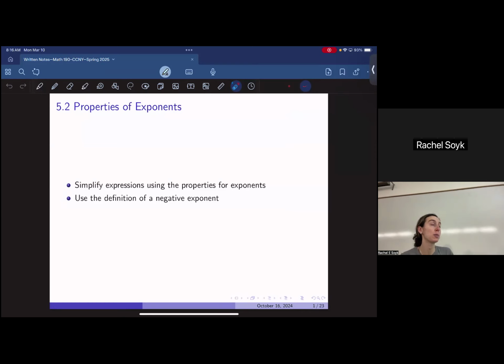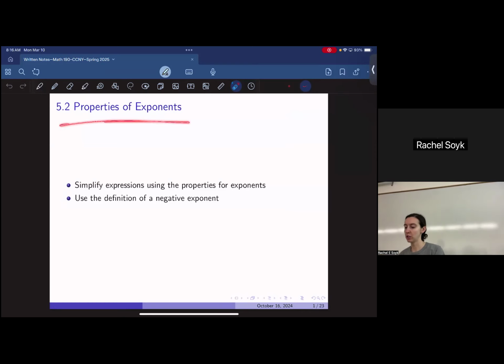So our objectives for today in section 5.2, properties of exponents, are being able to simplify expressions using properties of exponents and then using the definition of a negative exponent.